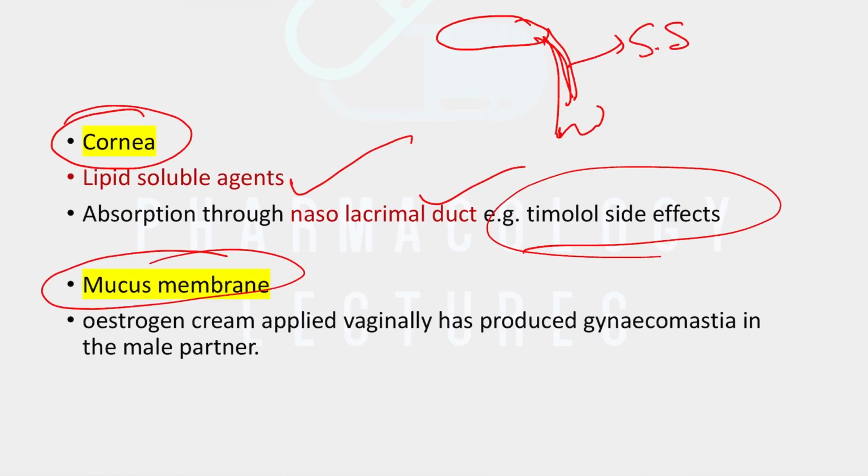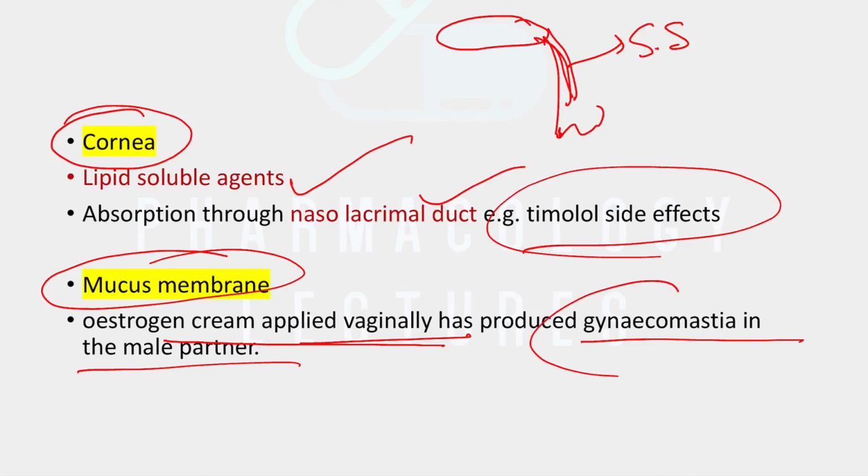We apply some drugs on mucous membrane, and it can also produce side effects. For an example, estrogen. If we apply estrogen vaginally, there are chances of gynecomastia in the male partner if she is sexually active. So this drug gets absorbed through the vagina, through sexual contact into the male, and in the male it produces gynecomastia. So there are chances of systemic exposure.